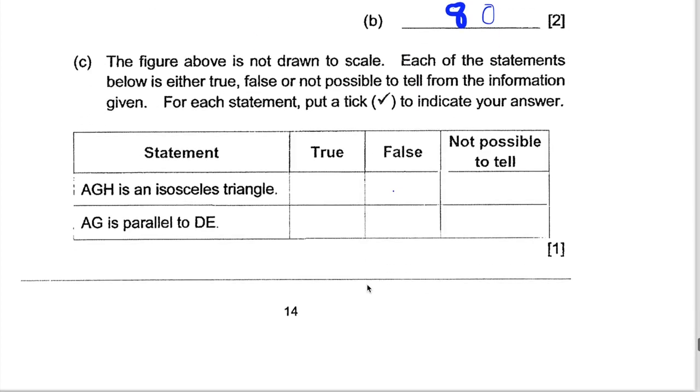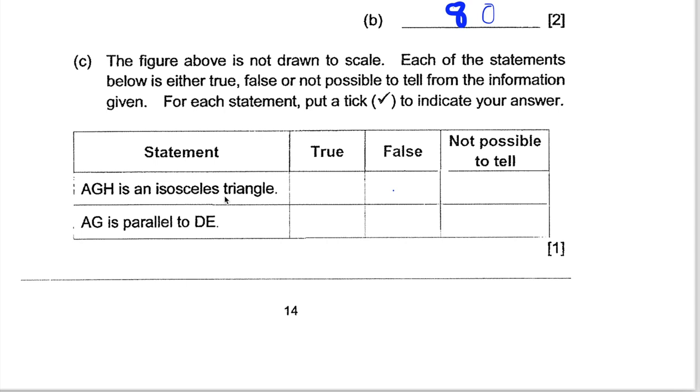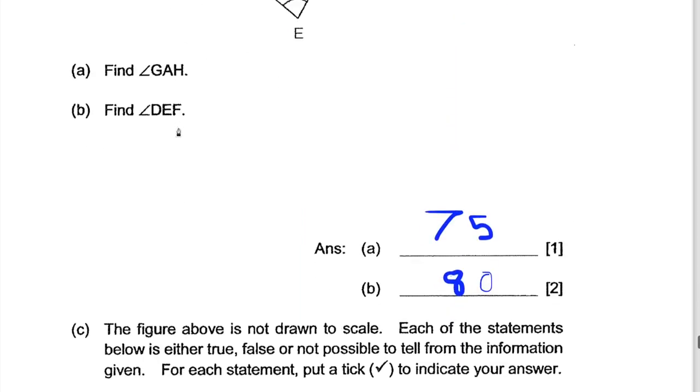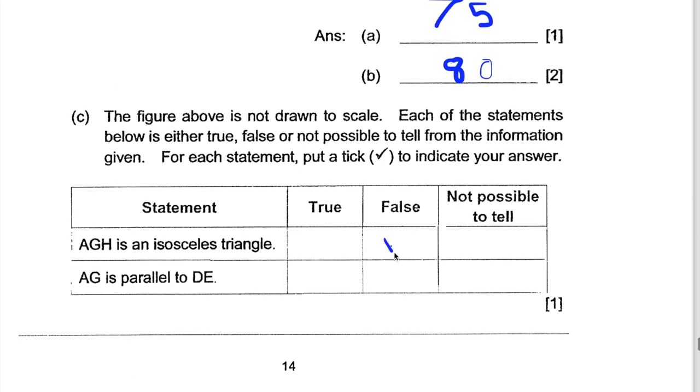Okay, so now for part C, we have to look at these two statements and see if they're true, false or not possible to tell. So AGH is an isosceles triangle. So AGH, this triangle is an isosceles, but obviously we can see here it's a scalene triangle, 75, 65 and 40. So it's a scalene triangle. That means this is false.